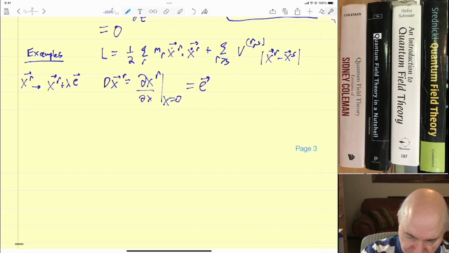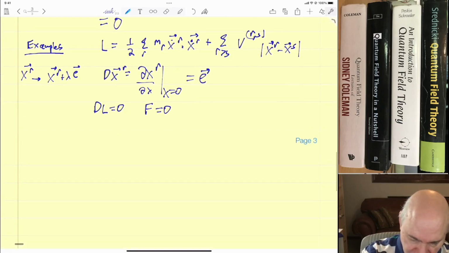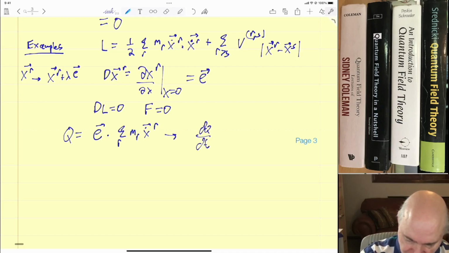Now, as I said before, just from looking at this Lagrangian, we know, even without calculating, that dL equals 0, which implies that F equals 0. And our conserved charge, if we substitute it into our formula, is going to be e dot the sum over r of m_r x-dot_r. Since dQ/dt equals 0, this implies dP/dt equals 0. P is just the momentum.